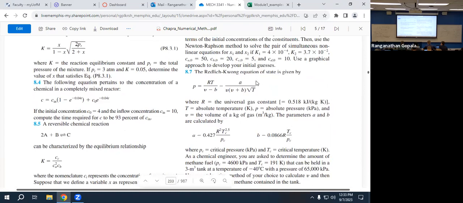All right, this looks long and complicated. So let's see. The equation of state is given by P equals RT divided by volume minus B, a constant, minus A divided by volume times volume plus B times square root of temperature. You know PV equals RT, that we all know, ideal gas equation. So you all have taken thermodynamics at some point. So you know that this is sort of like a modified equation of state.